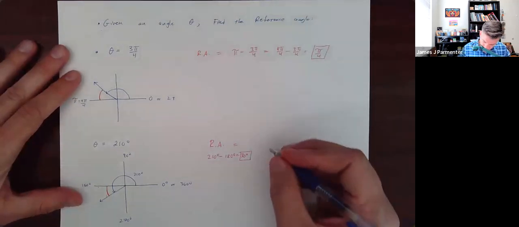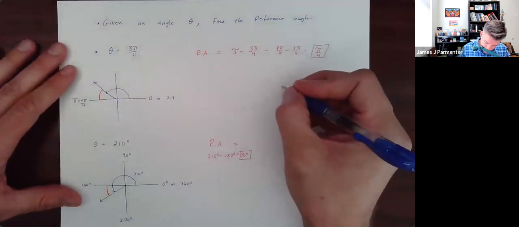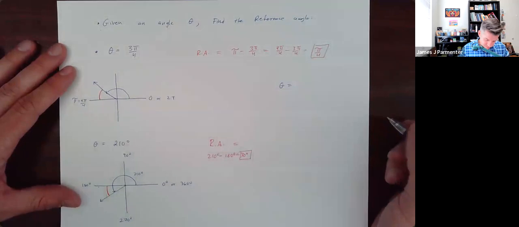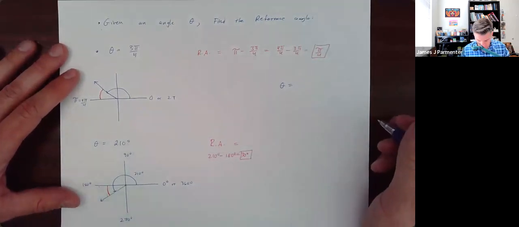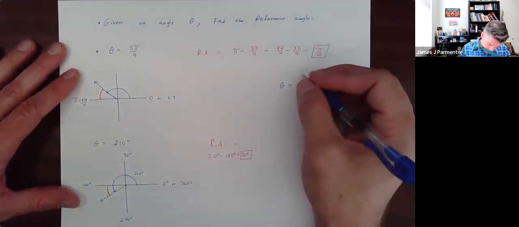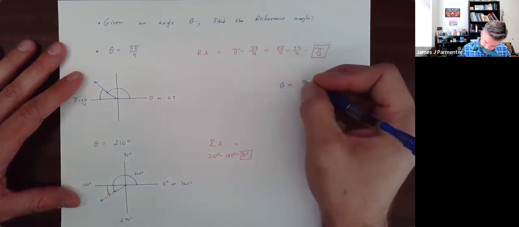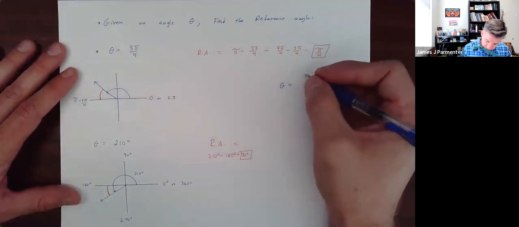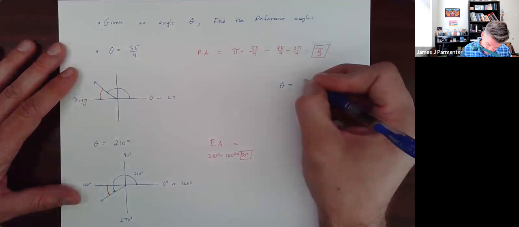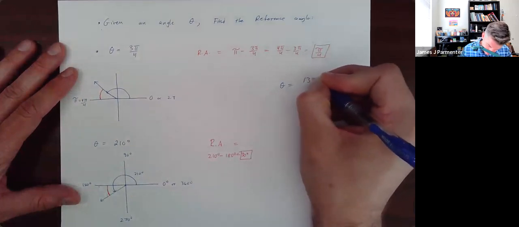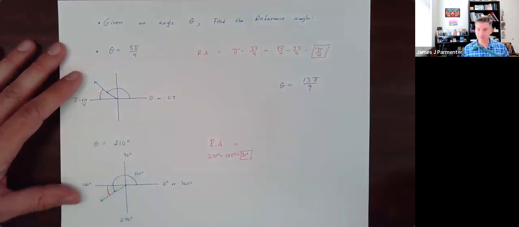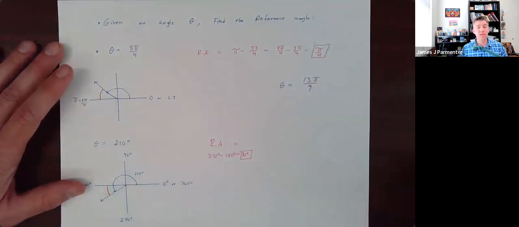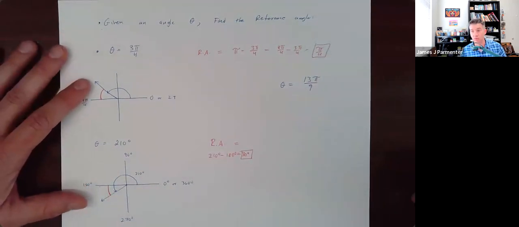Okay, let me throw in another one over here. Let's say my angle theta is equal to, sure, we'll go kind of exciting here. Let's say the angle theta is, I'm trying to think of an interesting example. Let's say it's 13 pi over 9. Yeah, 13 pi over 9. I really don't want to convert it to degrees.